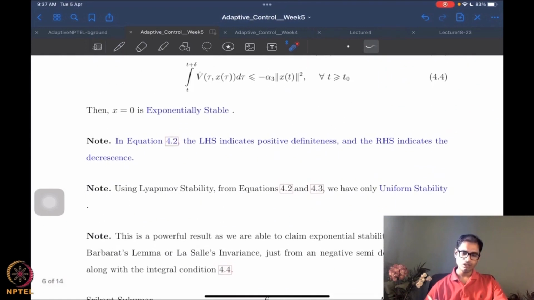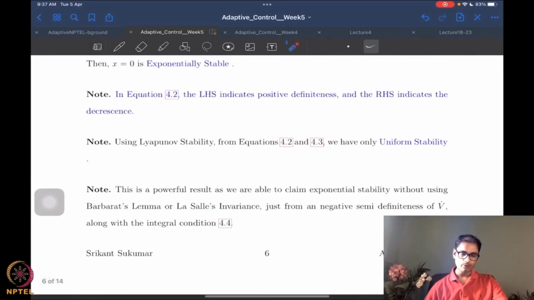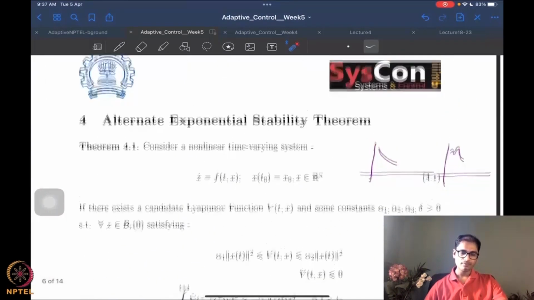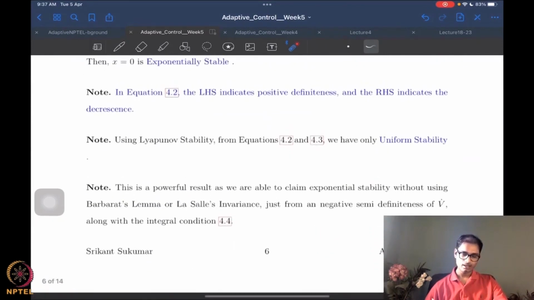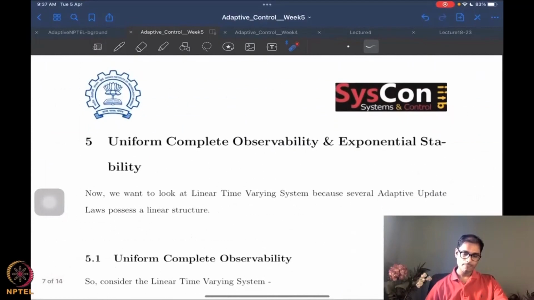All right. So of course we are not going to do the proof of this. This is available in the book by Sastry, and so you can always refer to it if you are interested in looking at a detailed proof of this result, of this very interesting result, I would say.